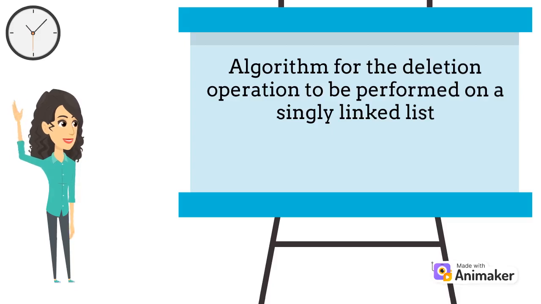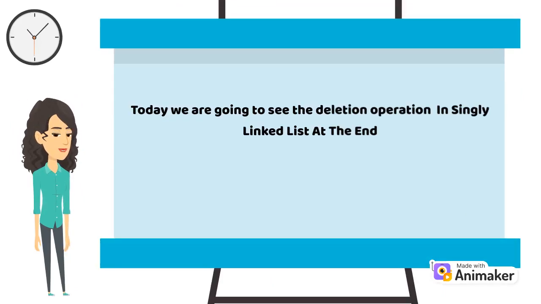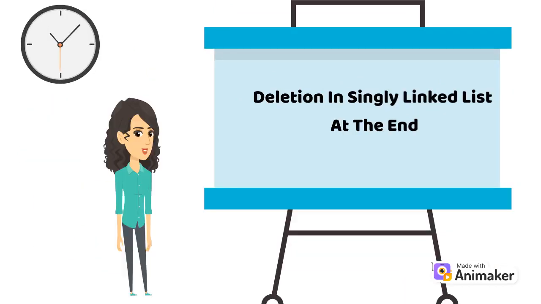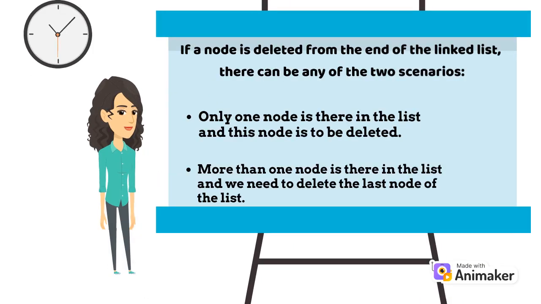Hi all. Today we are going to see the deletion operation in singly linked list at the end. If a node is deleted from the end of the linked list, there can be any of the two scenarios. First one is only one node is there in the list and this node is to be deleted. And the second one is more than one node is there in the list and we need to delete the last node of the list.